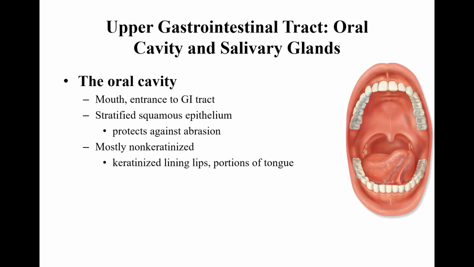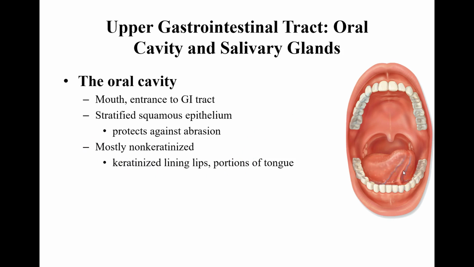So let's look at the oral cavity a little bit closer. Oral cavity contains our teeth, is our mouth. Starts at the lips. The lips are stratified squamous epithelium, non-keratinized. Then we have our teeth, which are embedded into our gums or gingiva. The tooth and jaw joint is known as a gomphosis.